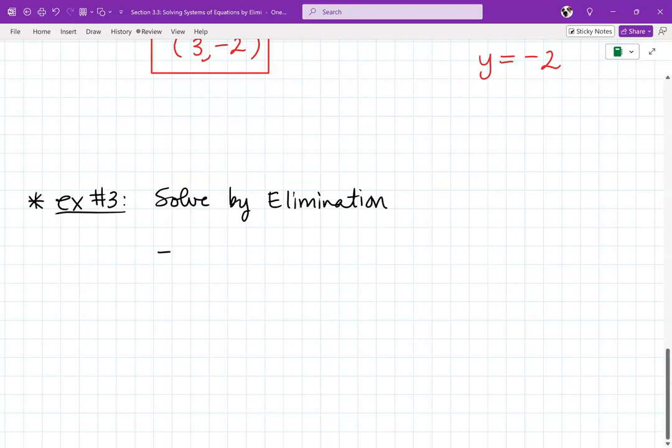And here's a negative 4x plus 4y equals, let's say, 12. And I'll put, actually, let's change that 4y to a 2y right here. So negative 4x plus 2y equals 12. Okay? And then I'll put 4x minus 2y equals 10.